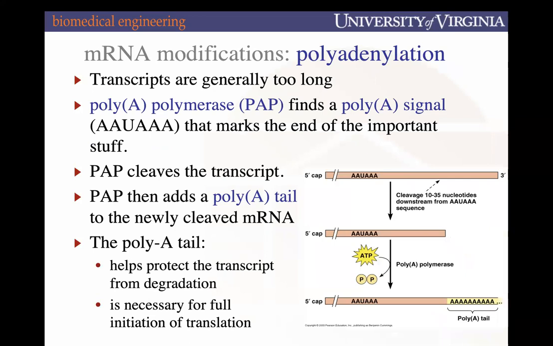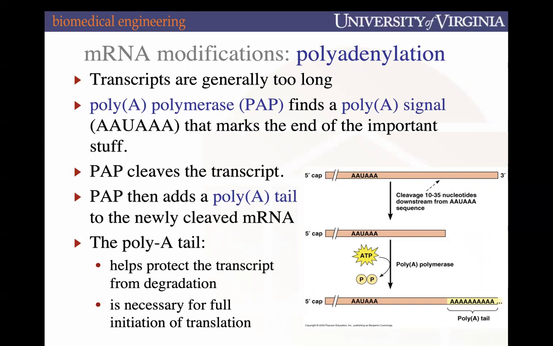In addition to having a 5' cap, mRNA is modified via a process called polyadenylation. That can be a bit of a mouthful, so you can say a poly-A tail. What ends up happening is that our DNA, our genes, vary in size.